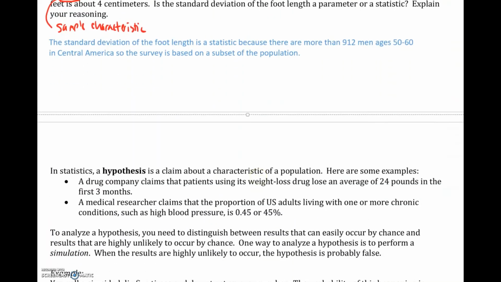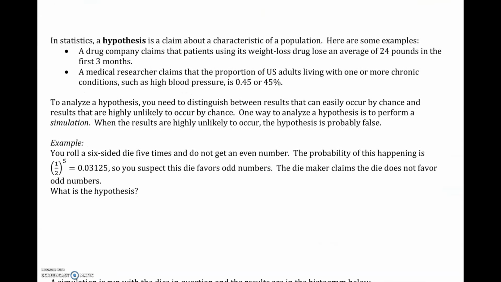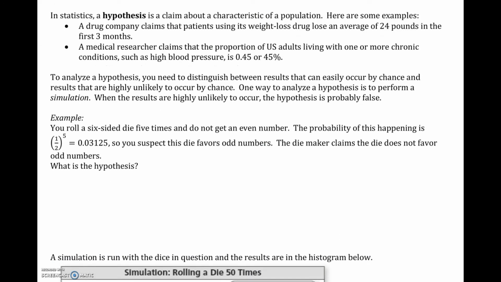All right, so next we want to talk about hypotheses. A little different from the hypotheses you probably test in science classes. In stats, a hypothesis is a claim about a characteristic of a population. It's basically something you might get from a study of a sample, and then you want to broaden that and say, okay, I think that's true for the entire population. So you're trying to make that a parameter without being able to state for sure it is a parameter, if that makes sense.